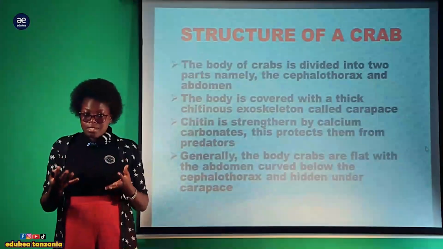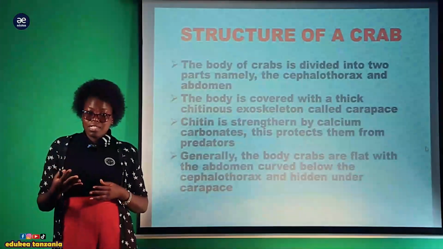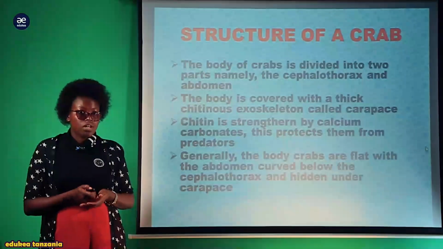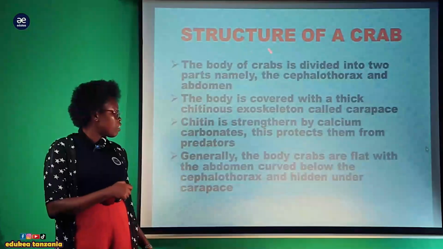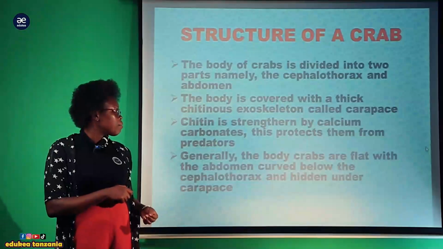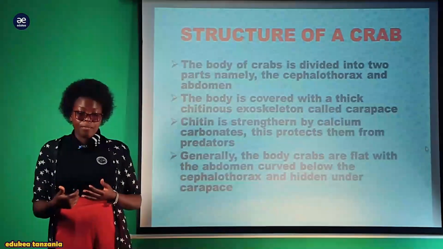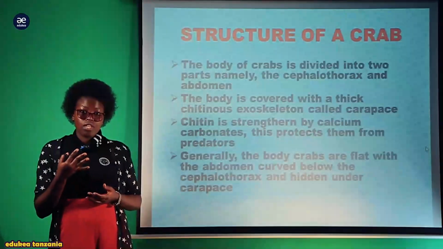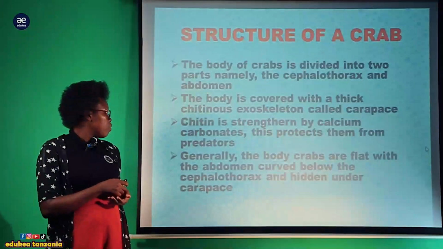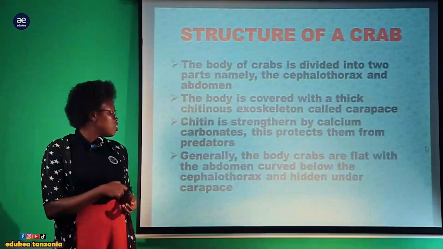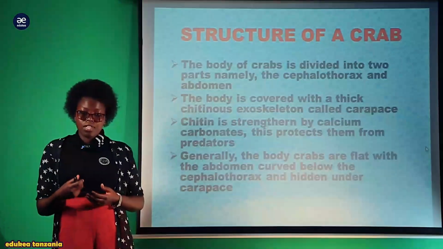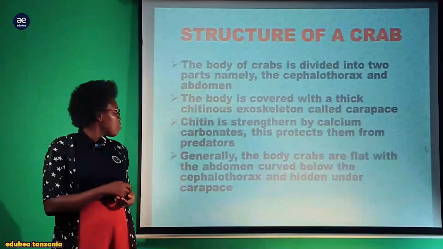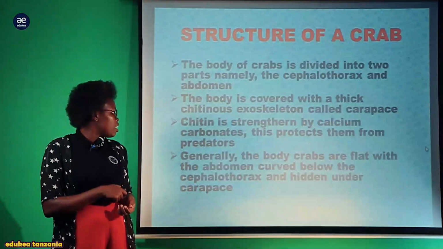Now let us discuss the structure of the crab as one of the representative organisms or animals within the class Crustacea. So the body of a crab is divided into two parts, namely the cephalothorax and the abdomen. And this cephalothorax, as you already see, is formed by the fusion of the thorax and the head. So the body is covered with a thin chitinous skeleton called the carapace. So their body is covered with this carapace for protection. Also, the chitin is strengthened by calcium carbonate.